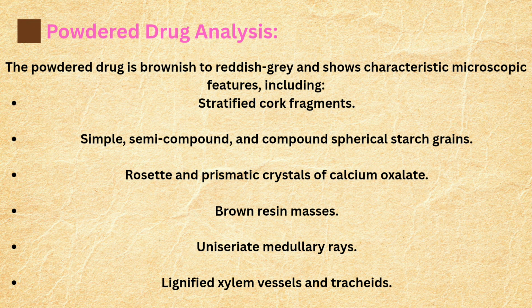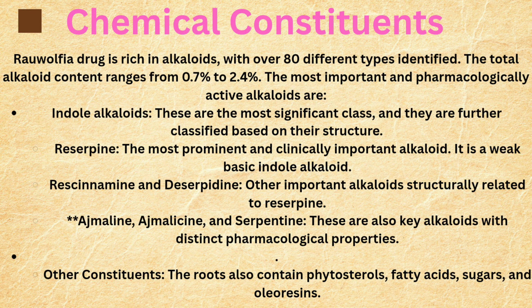Powder drug analysis. The powder drug is brownish to reddish gray and shows characteristic microscopic features including stratified cork fragments, simple, semi-compound and compound spherical starch grains, rosette and prismatic crystals of calcium oxalate, brown resin masses, uniseriate medullary rays, lignified xylem vessels, and tracheids.